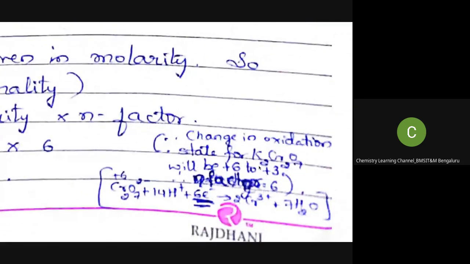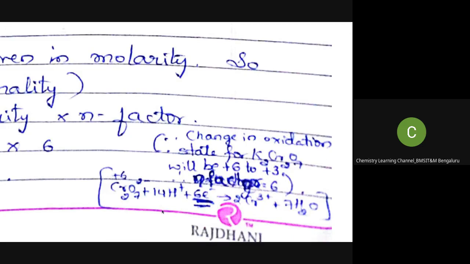So for potassium dichromate, I've just written the reaction. The change in the oxidation state is from +6 to +3, right? So potassium dichromate is going to oxidize others and reduce itself. Say for example, if we have FAS here, it is going to oxidize FAS from +2 to +3 and itself will get reduced from +6 to +3. It will oxidize Fe +2 to Fe +3 and itself will get reduced from +6 to +3.